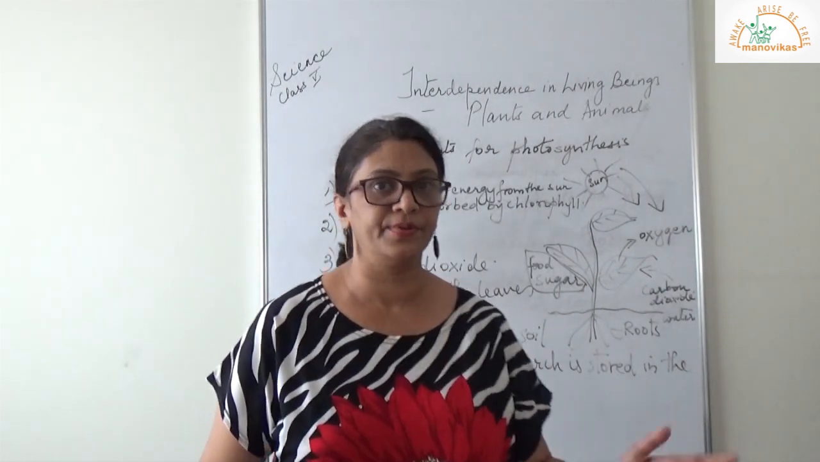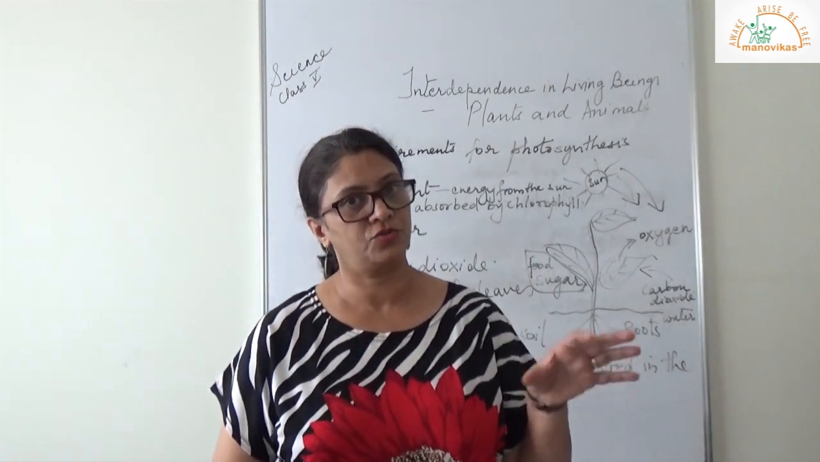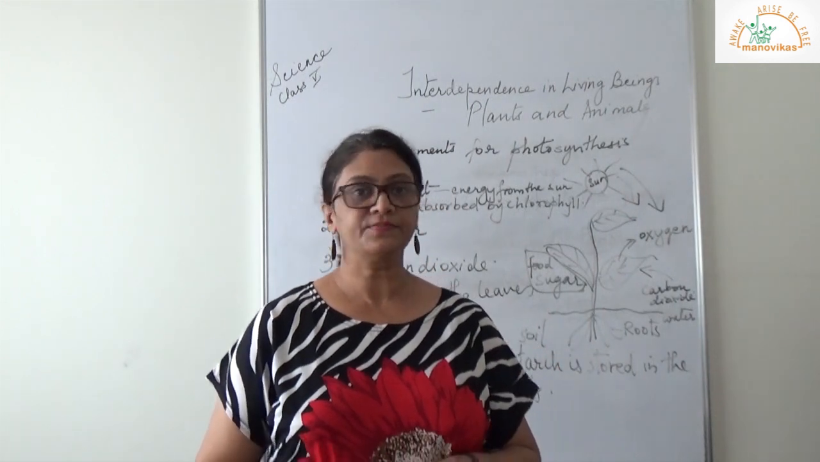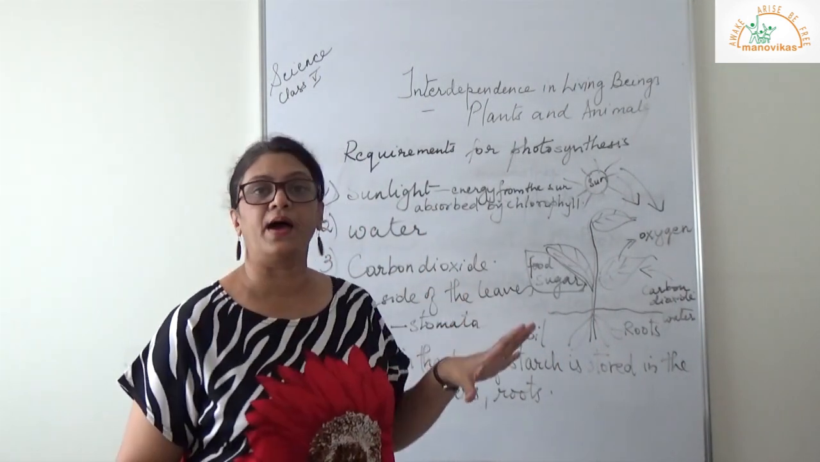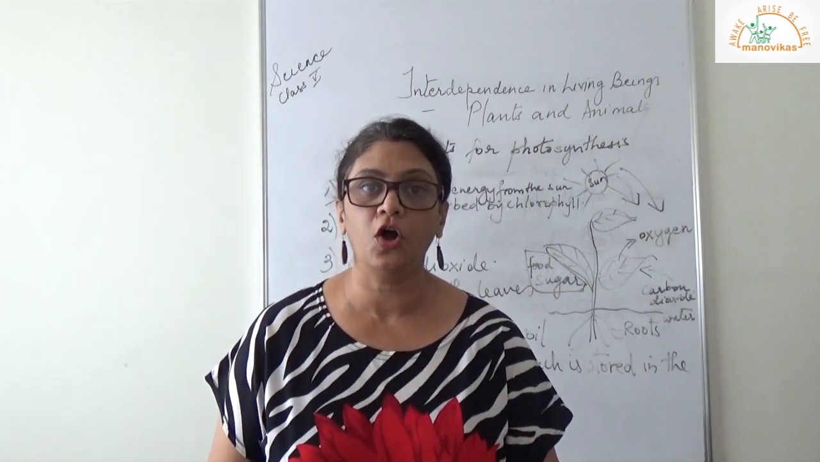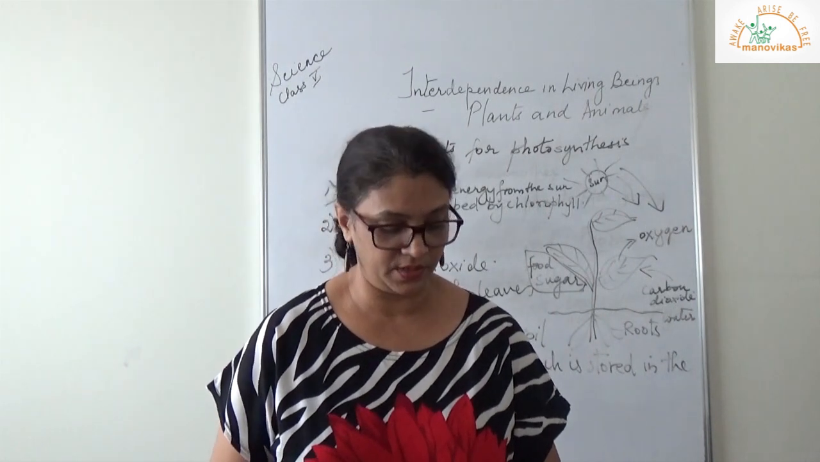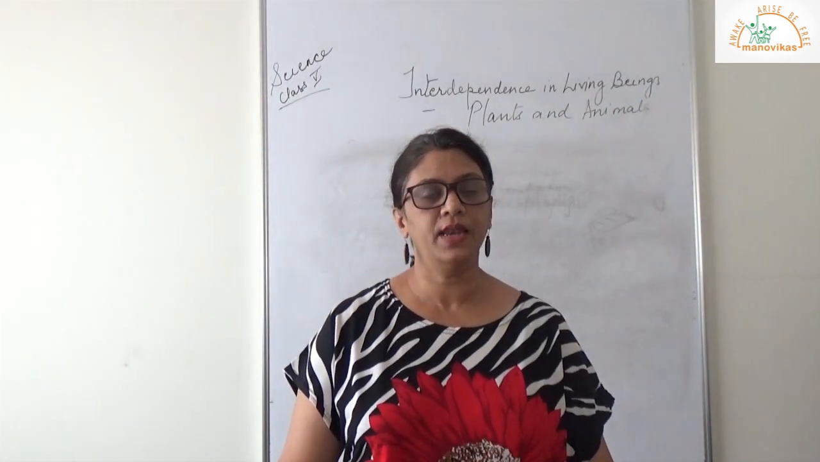These are examples of the parts of the plant where food is stored. Is that clear? So now you know why plants are called producers. Next we come to animals.